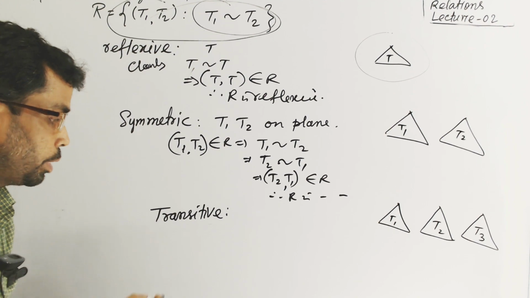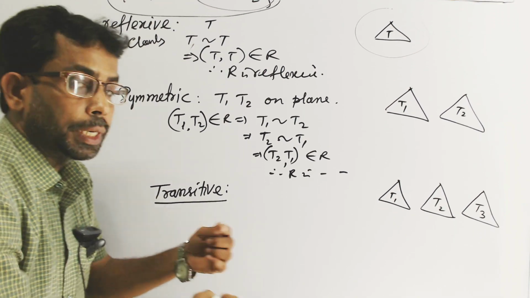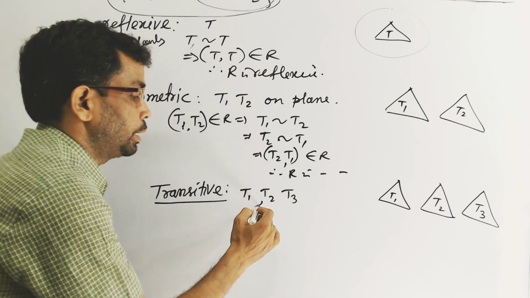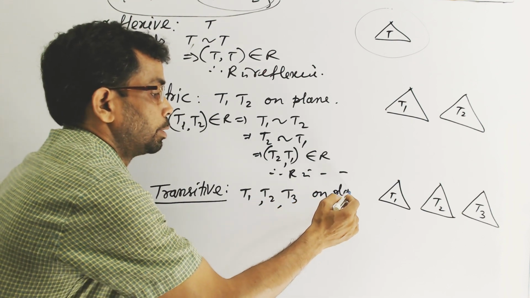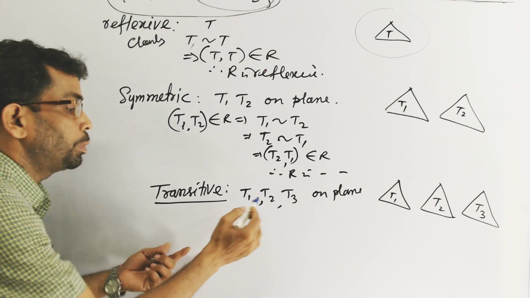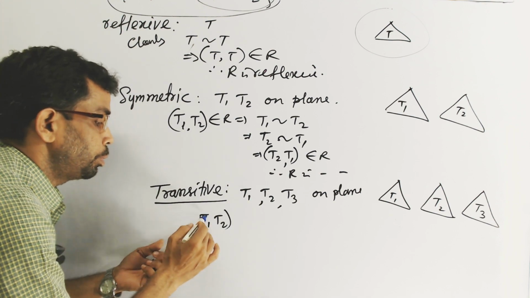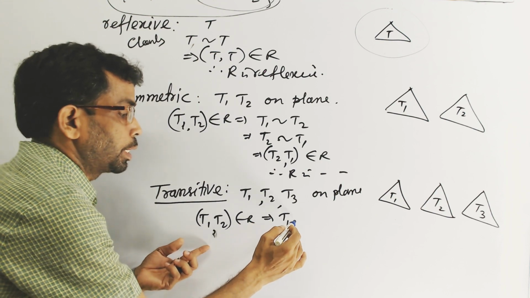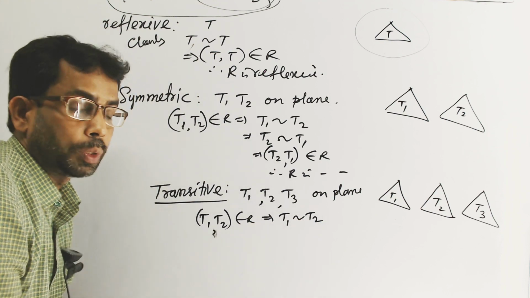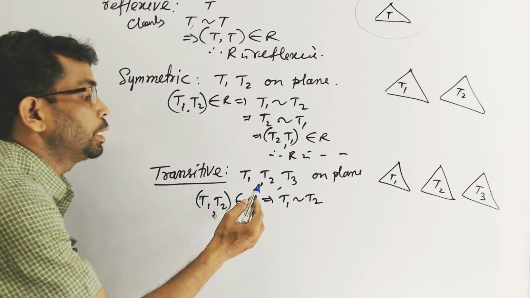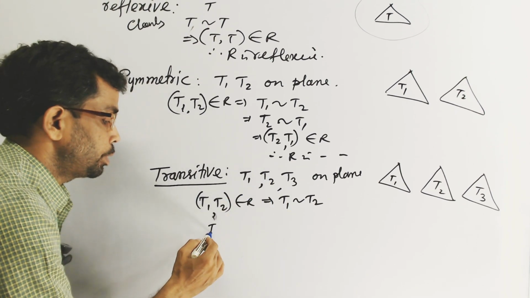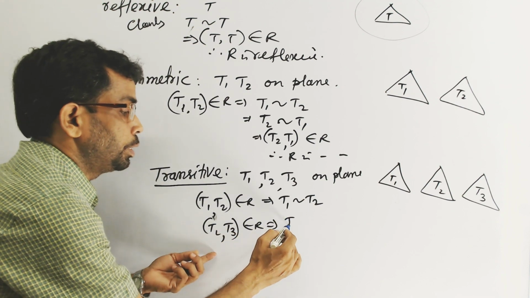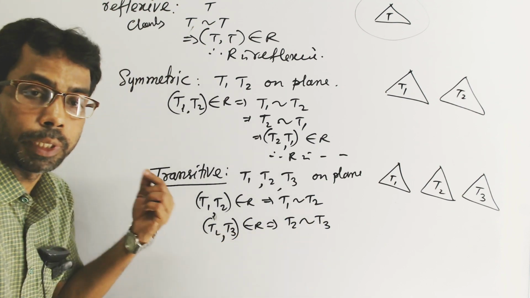To explain transitivity, consider three triangles T1, T2 and T3 on a plane. If the pair T1 and T2 is in the relation, then the triangle T1 must be similar to T2 by the given condition. And if the pair T2, T3 is in the relation, then T2 must be similar to T3 by the given condition.